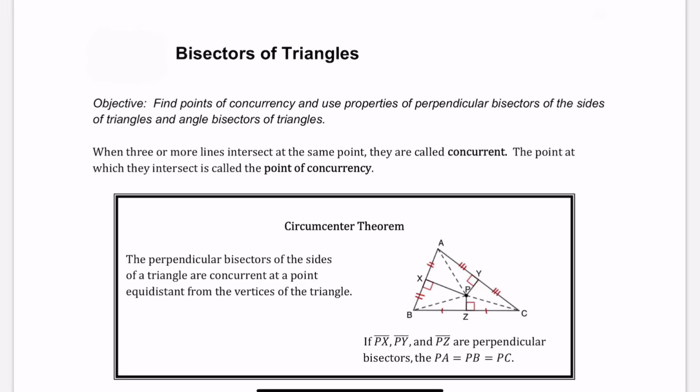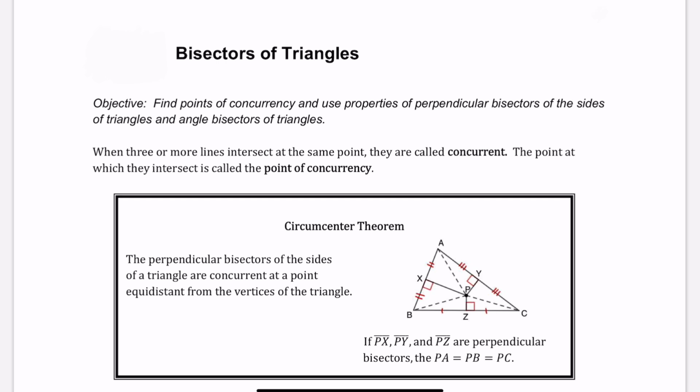Today we're looking at bisectors of triangles. Our objective is we're going to find points of concurrency and use these properties of perpendicular bisectors of the sides of the triangle and angle bisectors of triangles. So let's do some talking about some vocabulary words.